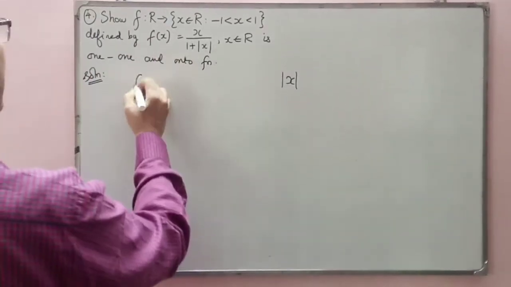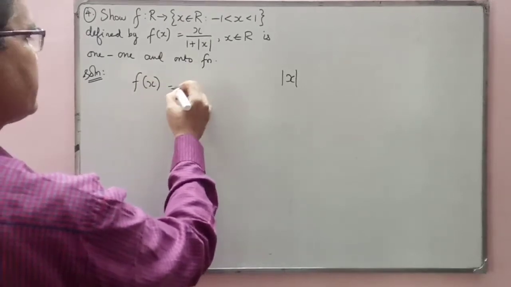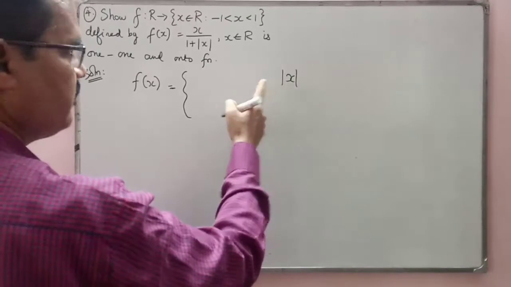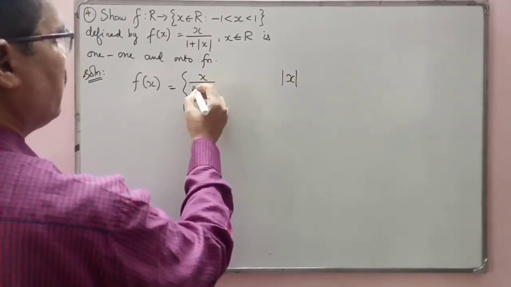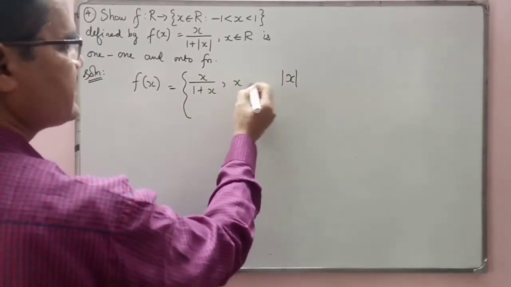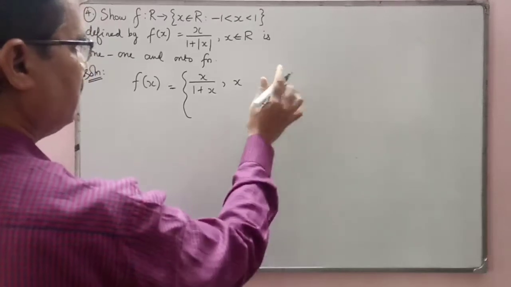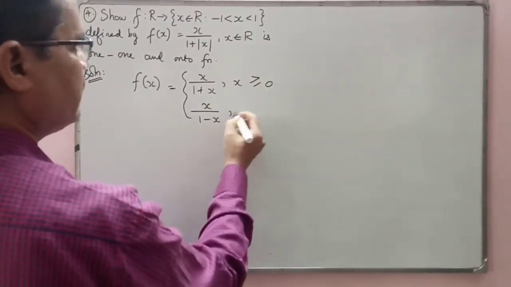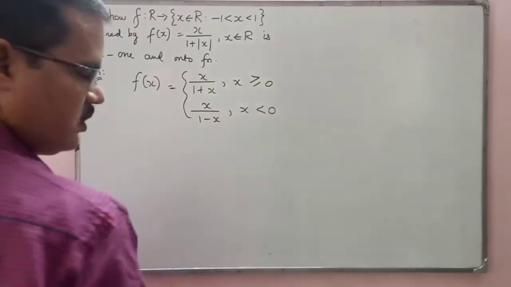Now this f of x can be written in 2 ways because we have a modulus x, which always returns a positive value. So we will write it like this: x by 1 plus x when x is greater than or equal to 0, and x by 1 minus x whenever x is less than 0.